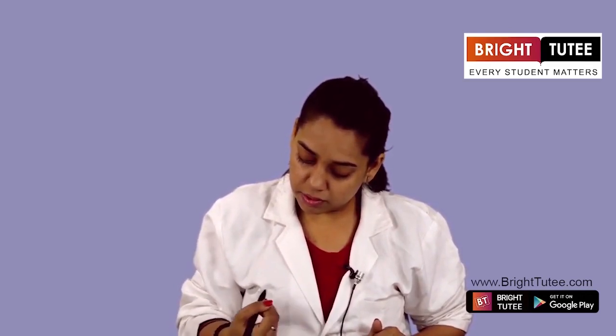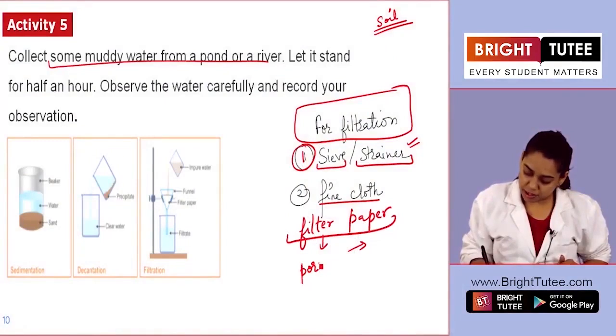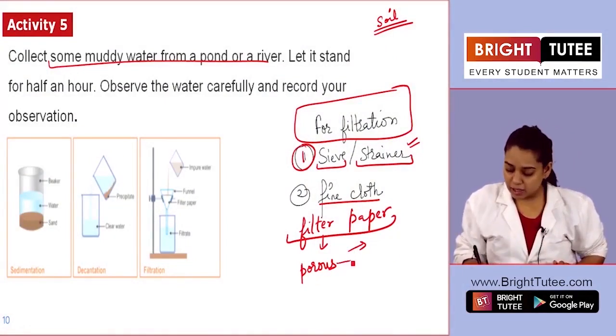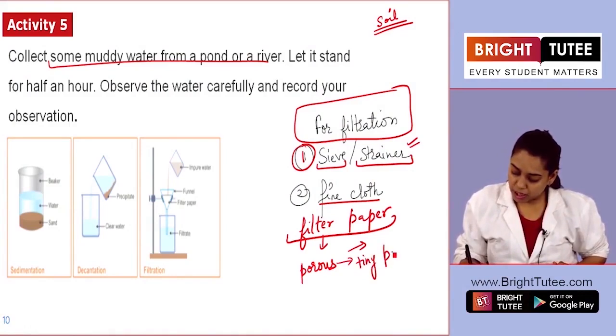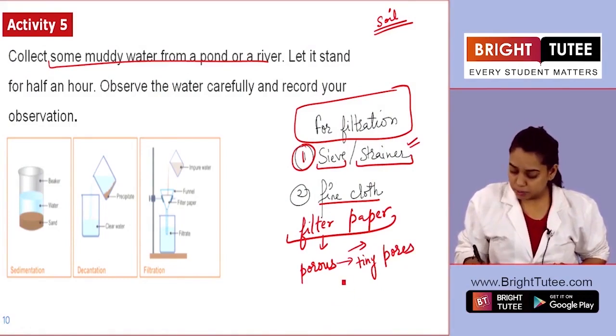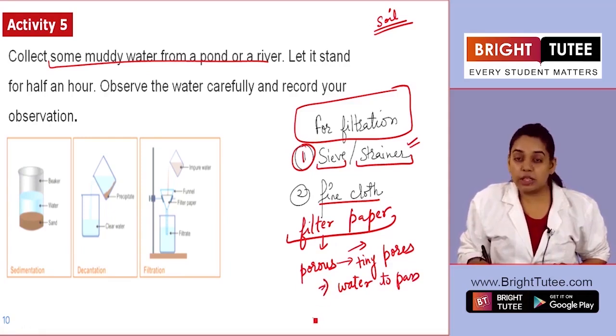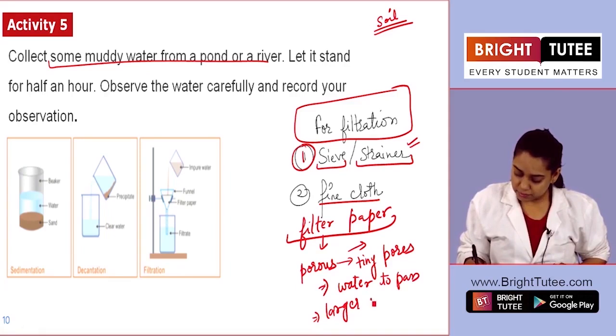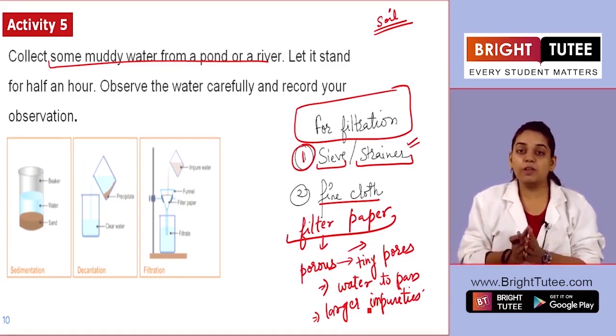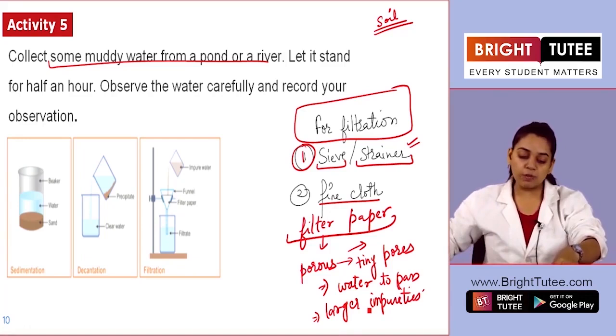So filter paper we can use, and this filter paper is porous, that is, it has very tiny pores, and these tiny pores will allow the water to pass through it, whereas the larger impurities such as soil will be left behind in the filter paper, and you will get your filtered water. So how do we use this filter paper?